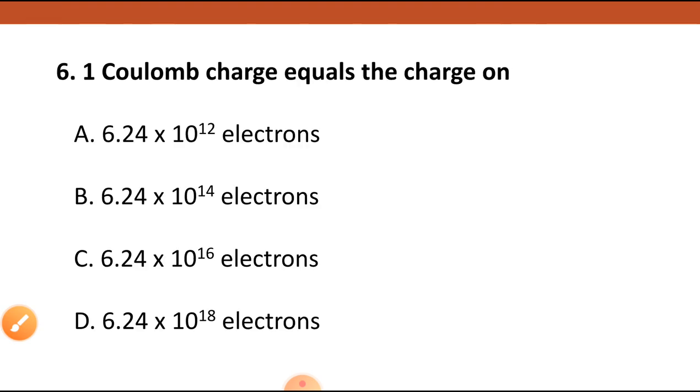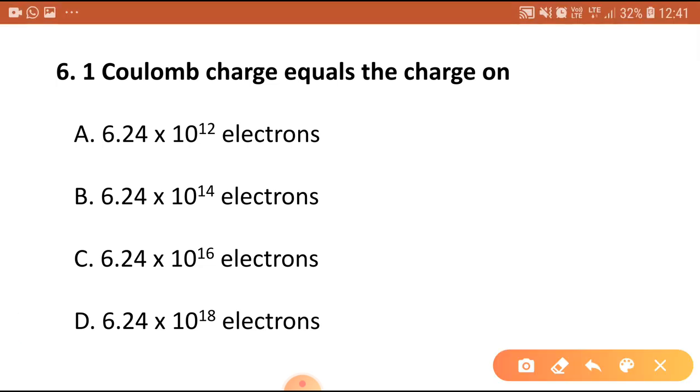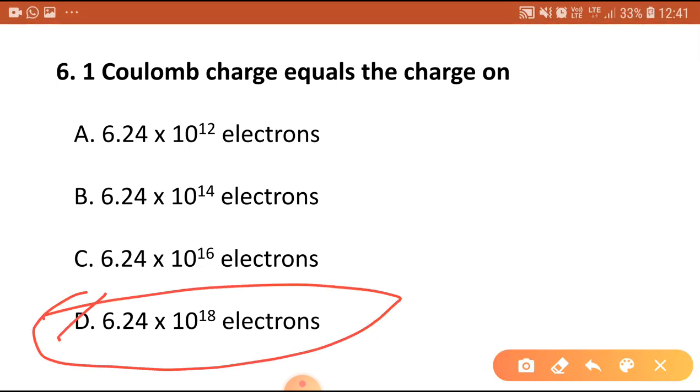Very important question. Question number 6. 1 coulomb charge equals the charge on. This is a very basic question. Actually in this video I just try to cover the basic questions only. We all know that option D, that is 6.24 into 10 to the power 18 electrons, that is 1 coulomb charge equals 6.24 into 10 to the power 18 electrons.